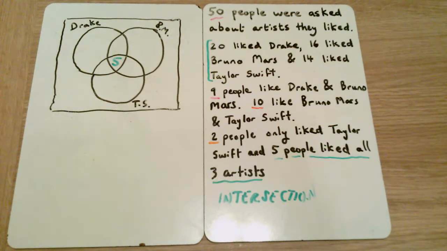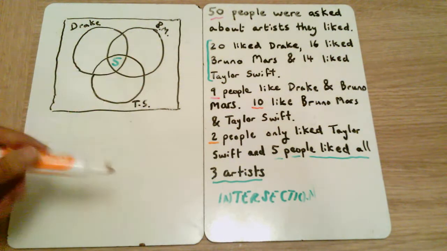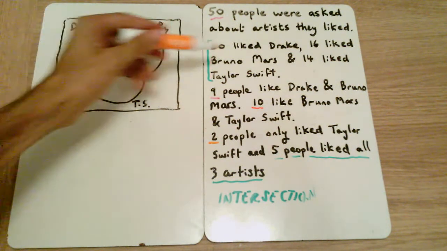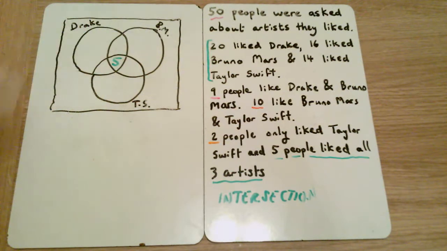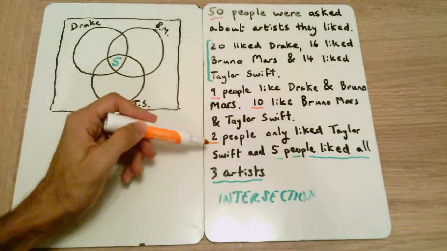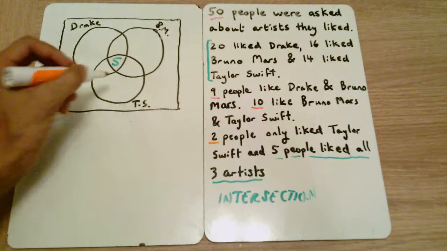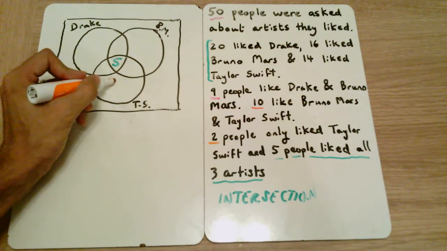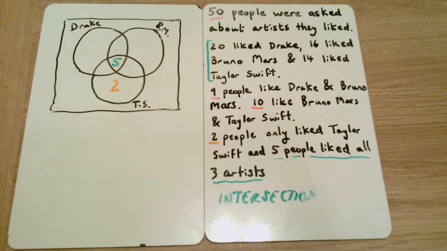Now, the next thing we can fill in is generally easier to go from down to up. To fill in the 20 or the 16 or the 14 requires other numbers. So if we look up above, it says 2 people only like Taylor Swift. That means this bit here, these are the people that only like Taylor Swift. That is equal to 2.